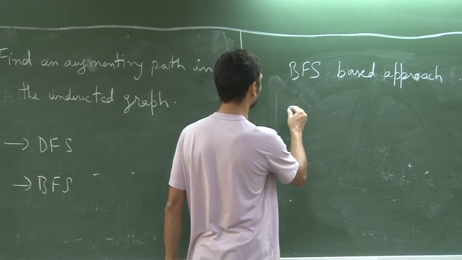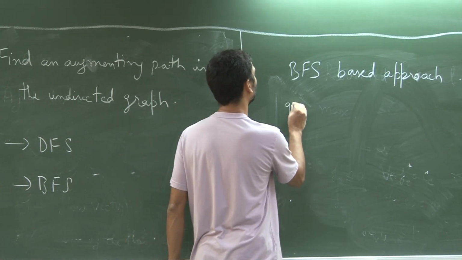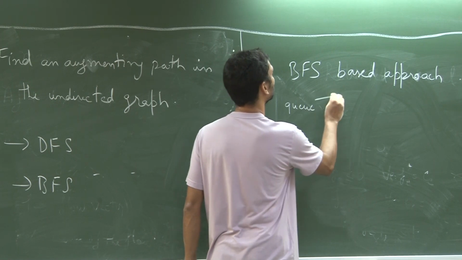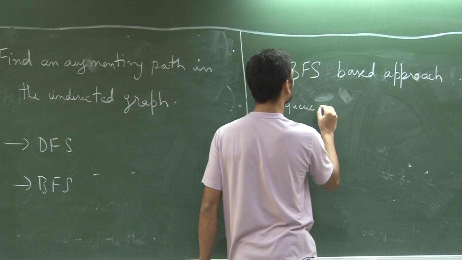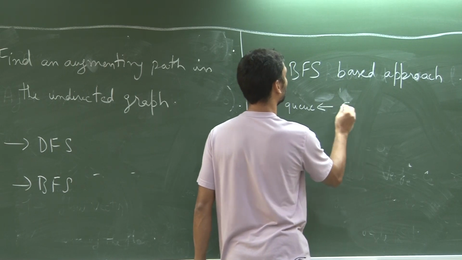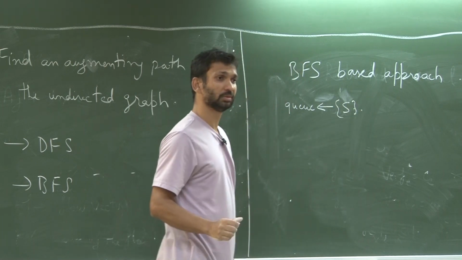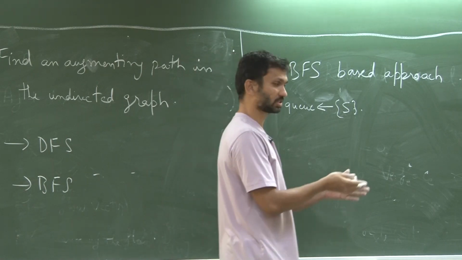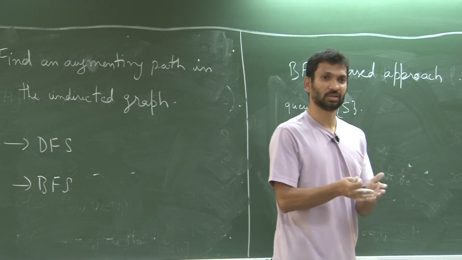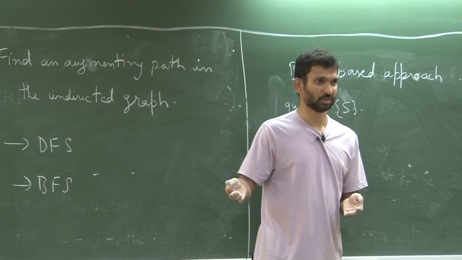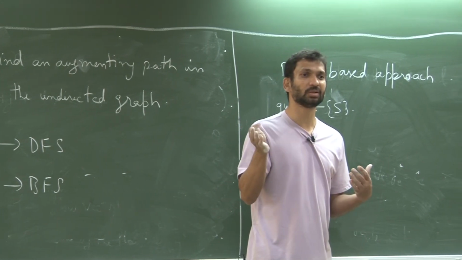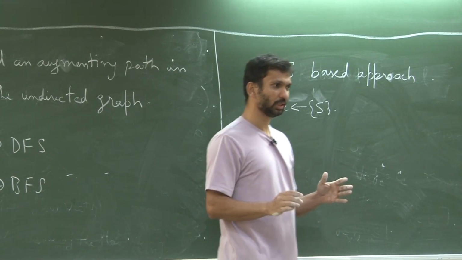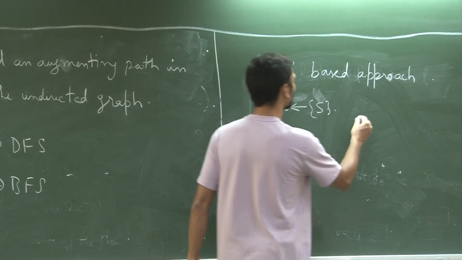You create a queue and you start with the source being in it. Okay, so this is your starting thing, and then you start labeling vertices. Correct? If finally T becomes labeled, that means there is a path, right?